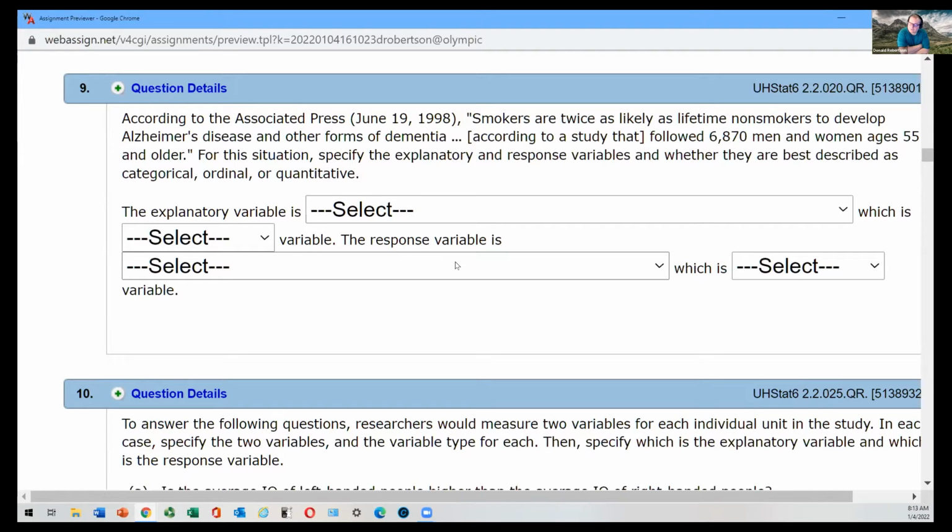Right. So what is causing what? What is explaining the other?